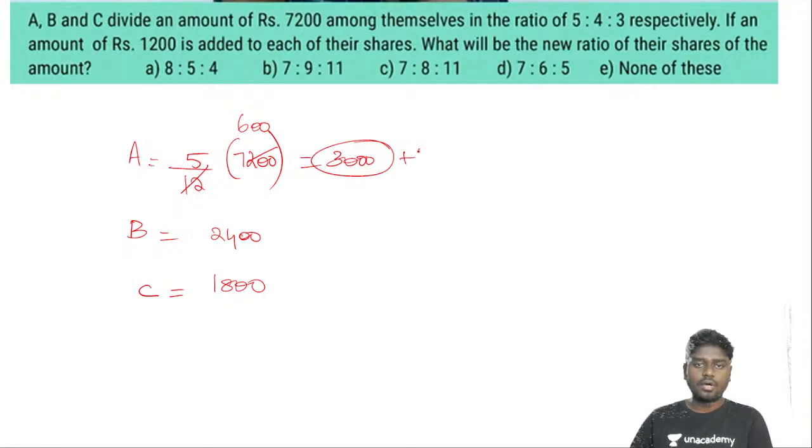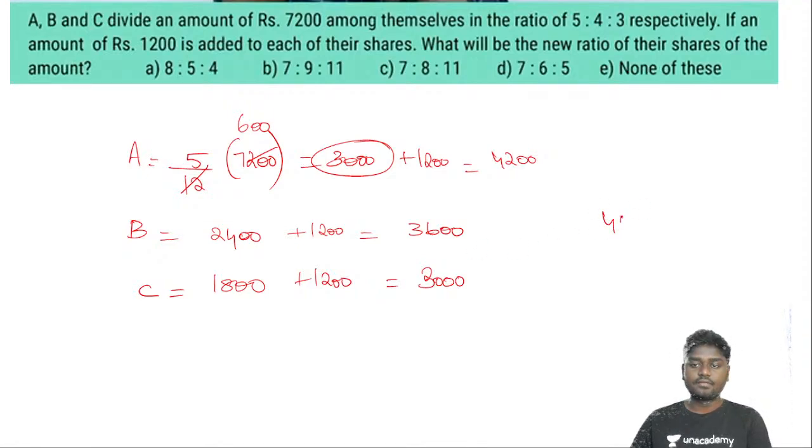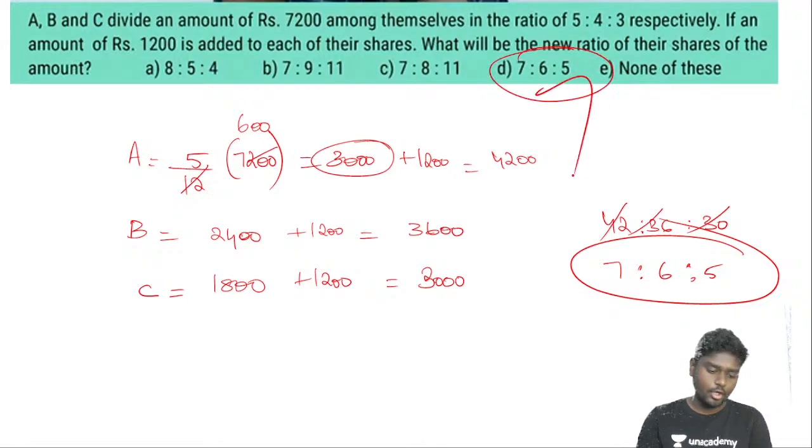And they add 1,200 for everybody. What exactly will it be? 4,200, and here 3,600, and here 3,000. So now if you try to find the ratio, you get 42 is to 36 is to 30. If you just divide this by 6, you get 7 is to 6 is to 5. Ultimately, very good, guys. The answer is option D. 7 is to 6 is to 5 is exactly the right answer.